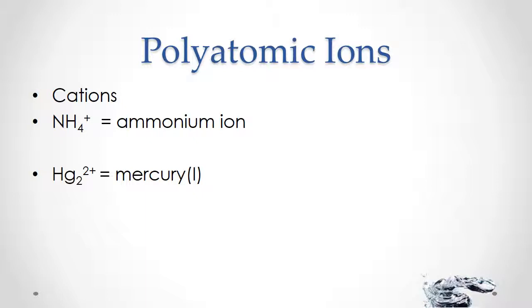You can see the mercury 1 ion, which is Hg2 2+, below, but I really don't care about that one. You might see it in your book and you might have a practice problem on the homework, but here all I care about is you memorizing this polyatomic cation for ammonium, NH4+. That's the polyatomic ion I need you to memorize as a cation.